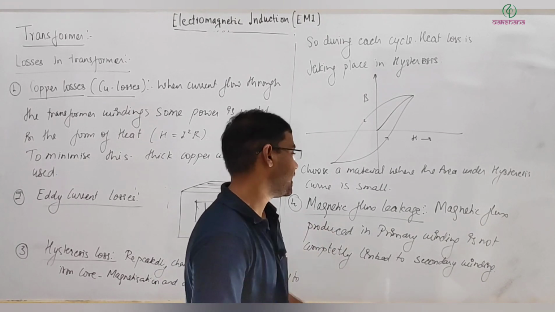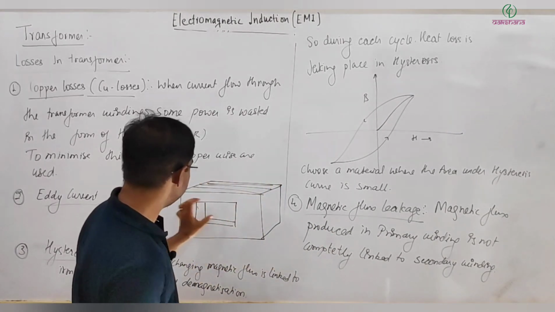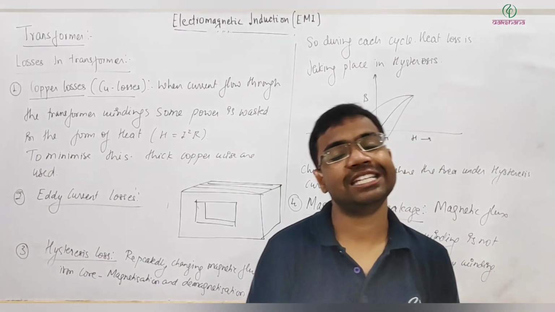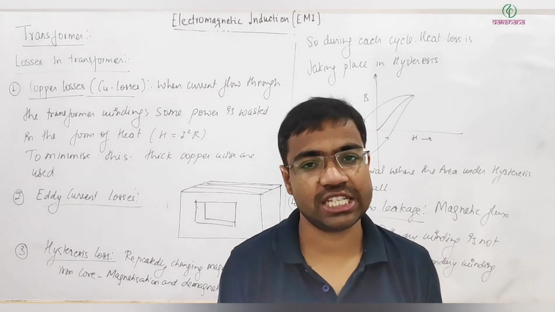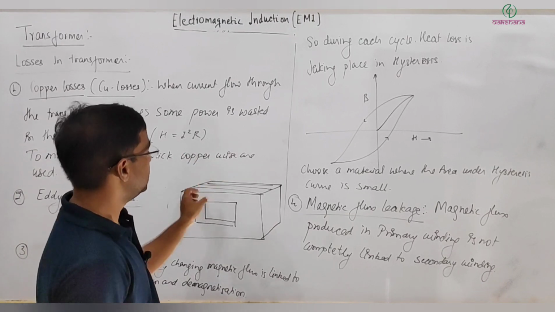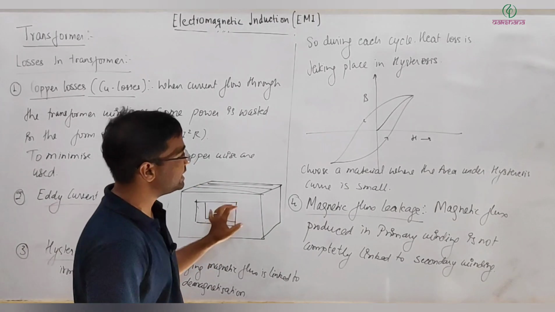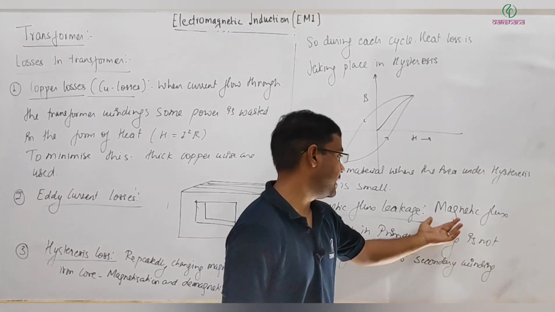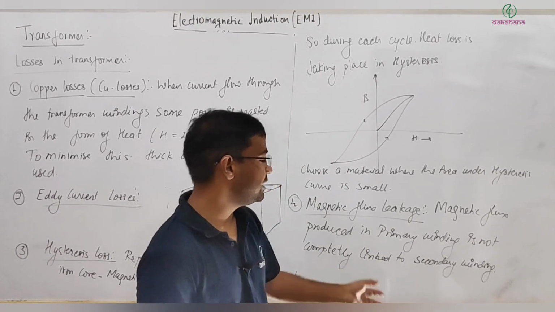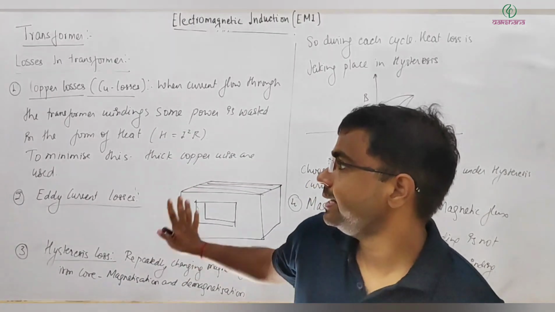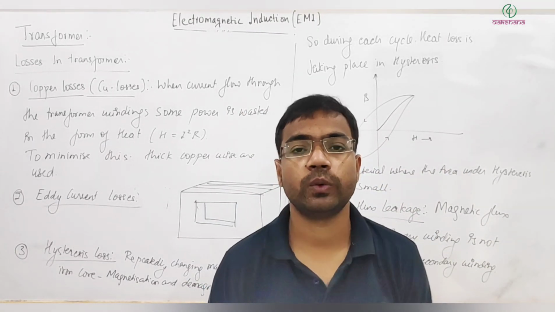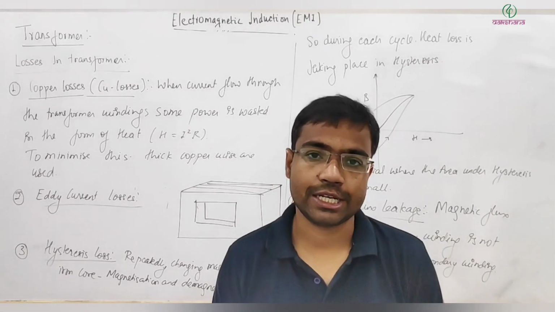And the last one is magnetic flux leakage. I told you that the magnetic flux per turn in primary and secondary is the same, or must be the same, but ideally it is not the same. Some flux gets lost in the magnetic field this way, and is not completely linked. In this situation, some energy is lost in the form of flux leakage. So the magnetic flux produced in the primary winding is not completely linked to the secondary winding. This is all about the transformer, what it is exactly, how it works, and the losses in a transformer.